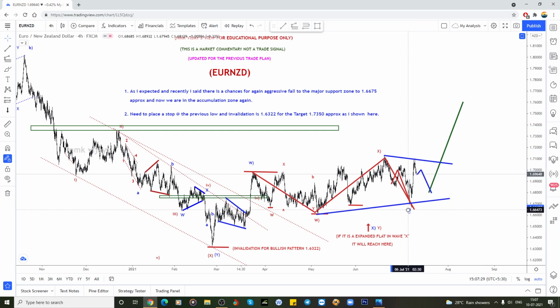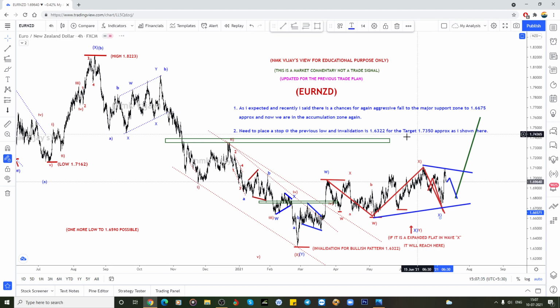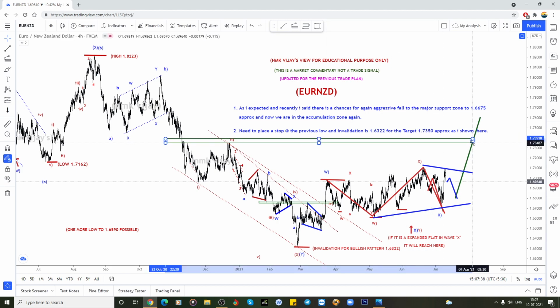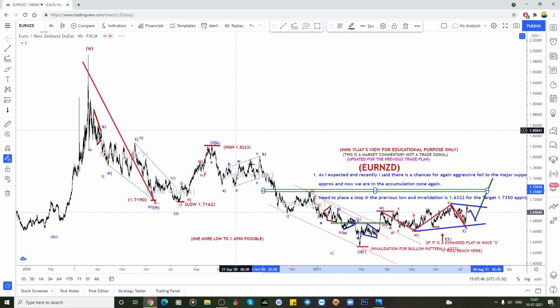So then what we will do, this X will be here if it is a running flat. If it is a triangle, here. And after that, what I'm expecting is the Y wave. So for the Y wave, what is the target? The first target is 1.73. The second target is 1.77 or 1.8 also. So wait for that, Euro New Zealand.